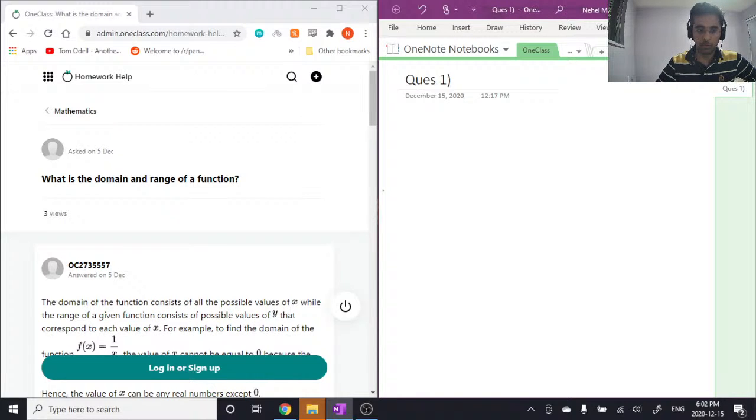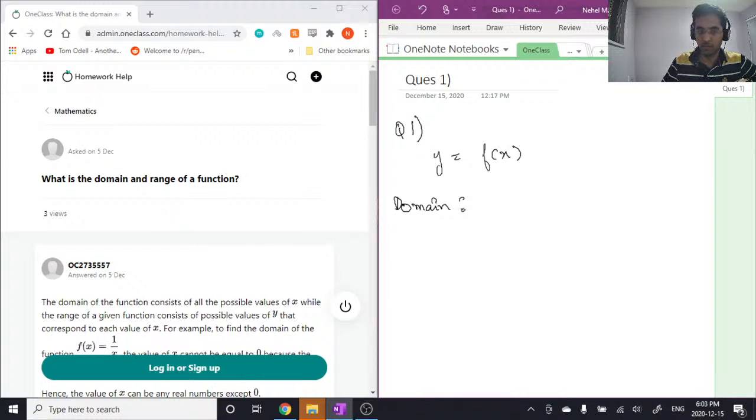Okay, so question one for today is: what is the domain and range of a function? Let's say we have any function y equals f of x, where f of x is any function dependent on the variable x. The domain is essentially, let me just write it down first. Domain. There will be certain values of x where the function is defined and certain values of x for which the function is not defined. So the values of x where the function is defined would be the domain of the function.